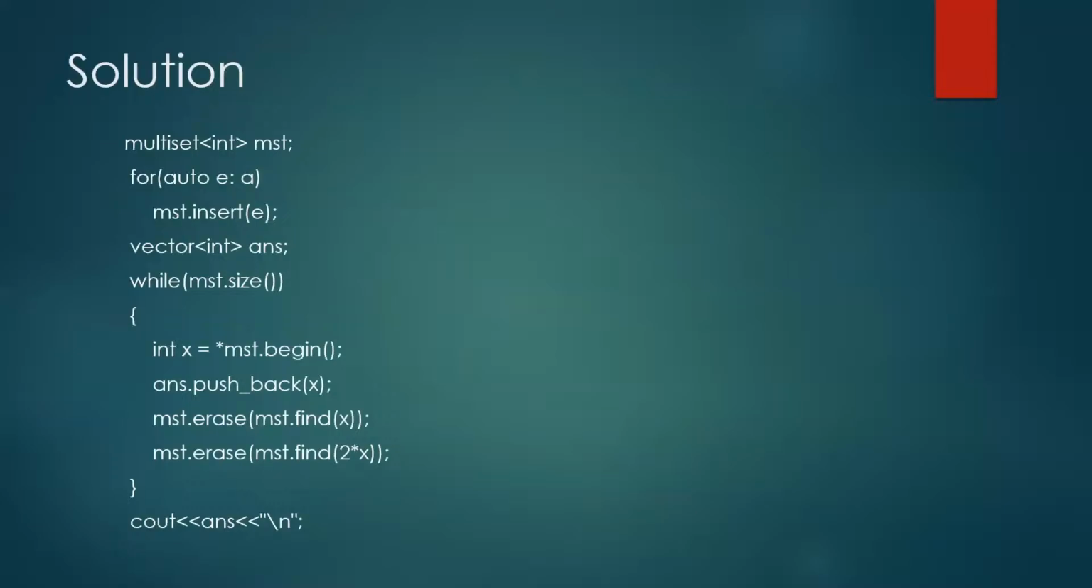So this is the solution. First I take a multiset and insert everything into it. Then I have my answer vector, and while my multiset has a size, I pick the lowest element in my multiset and put it in my answer. Then I erase that value from my multiset, and I erase the double of that lowest value also from my multiset. Then I can either return that answer vector or print it. Is this clear to everyone? Just write a quick yes or no in the chat.